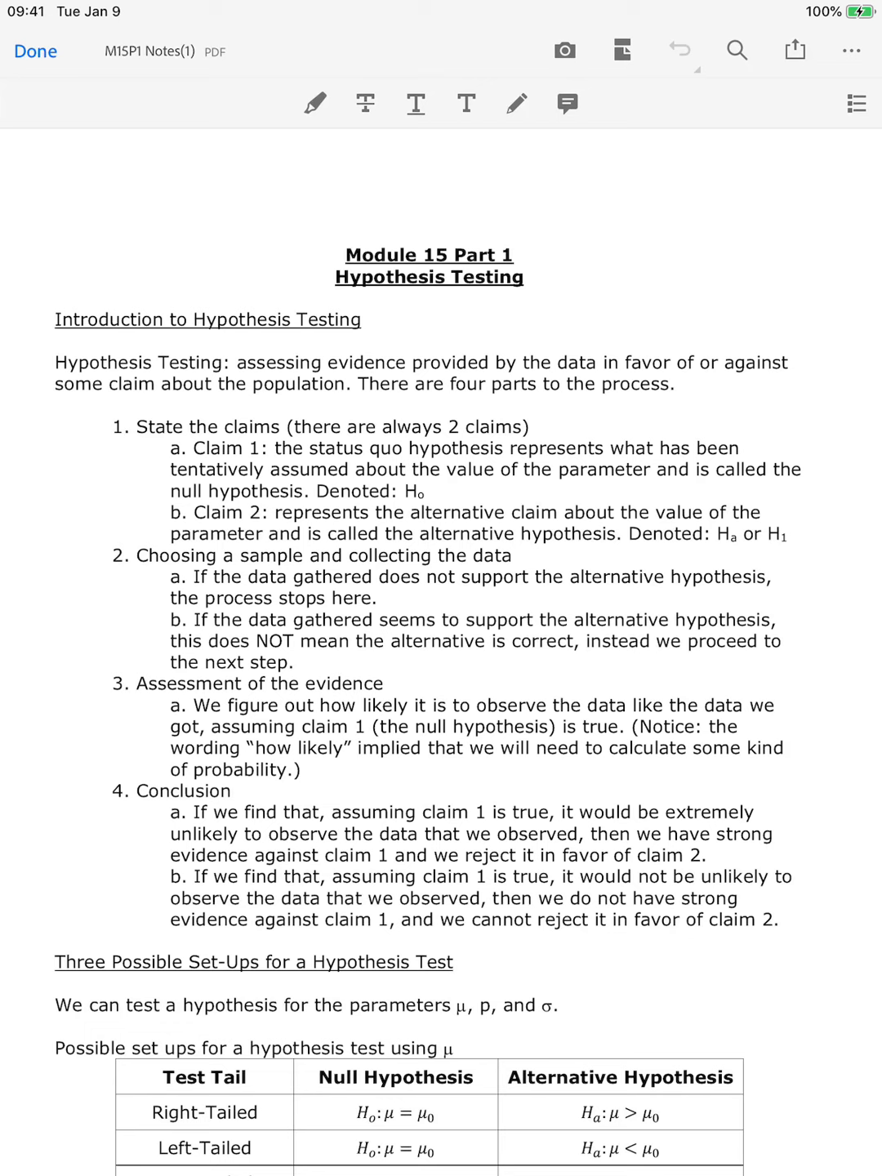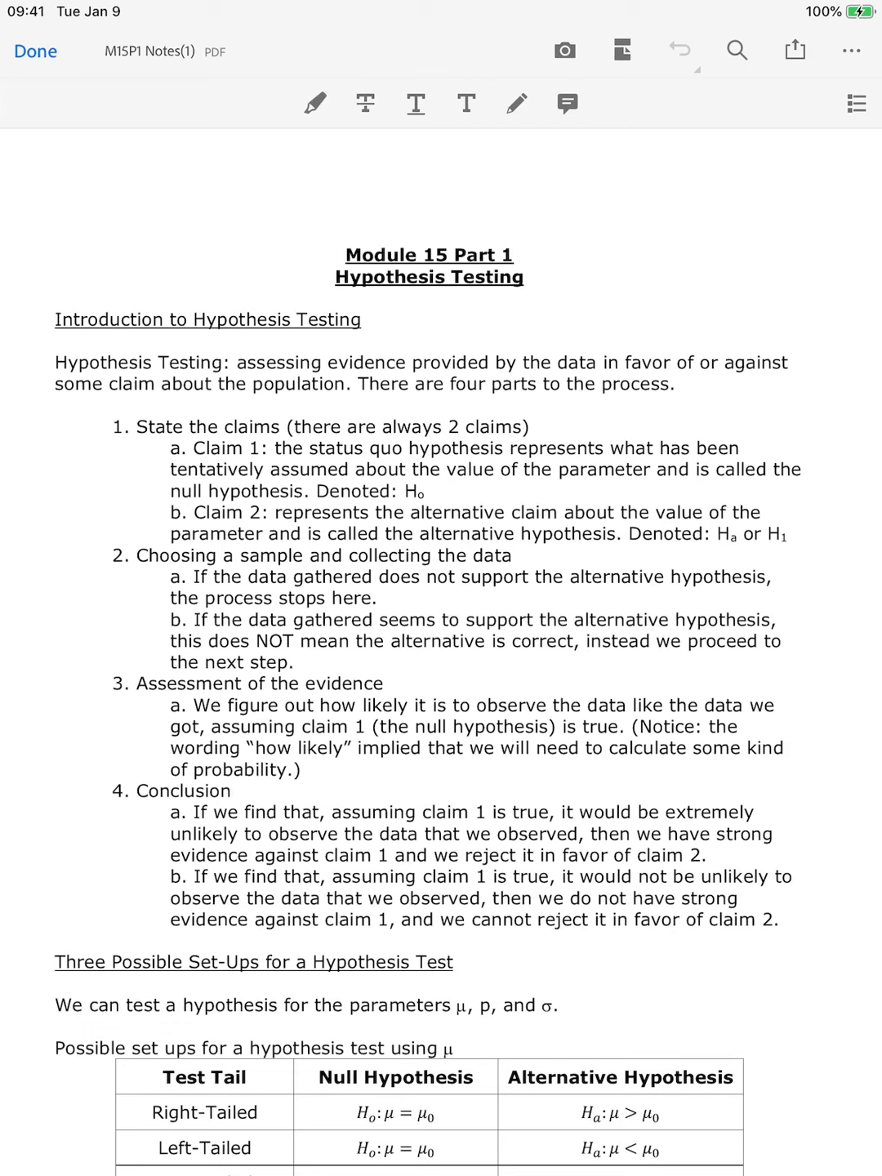The second step is to choose a sample and collect the data. If the data gathered does not support the alternative hypothesis, the process stops here. However, if the data gathered does seem to support the alternative hypothesis, this does not automatically mean that your hypothesis is correct. Instead, it means that we proceed to the next step. That step is the assessment of the evidence.